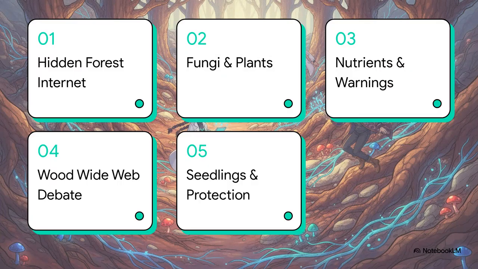To keep us on track, here's our quick agenda for today's explainer. We're going to map out the hidden forest internet, look closely at the biology of fungi and plant partnerships, explore how exactly they trade nutrients and warnings, tackle the current scientific debate around these theories, and finally discuss seedlings and global protection. Let's get started.